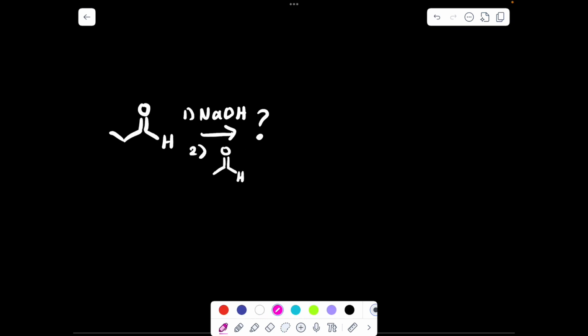So we're focusing in on step number 1. The first thing you must do is identify the carbonyl carbon and identify the base. So here, this would be the carbonyl carbon, and the OH would be the base. These are 2 things that you need in order to perform this reaction.